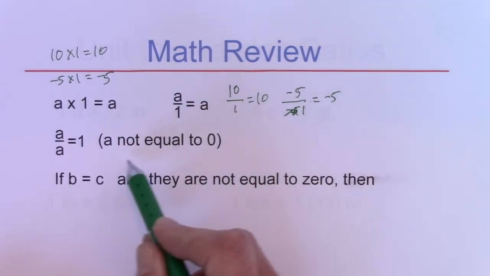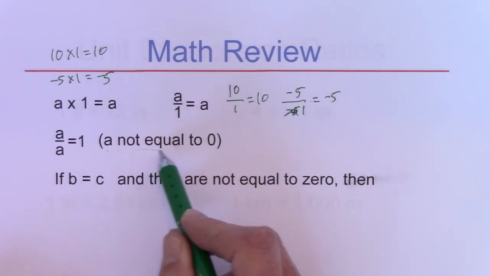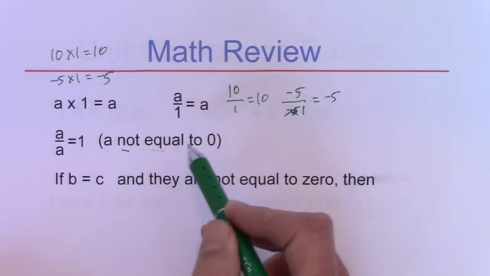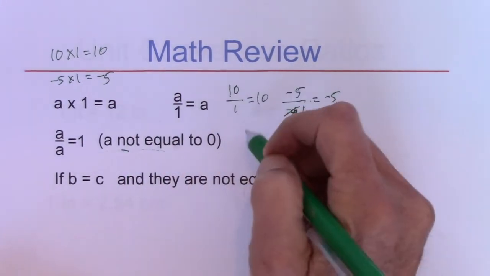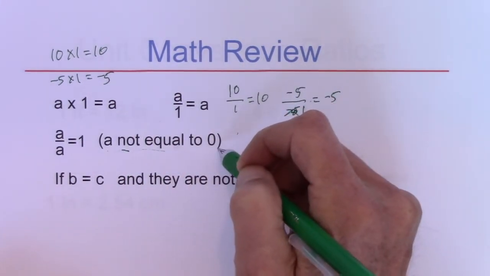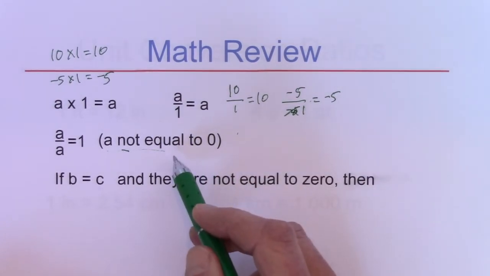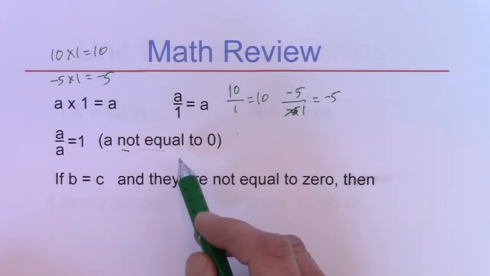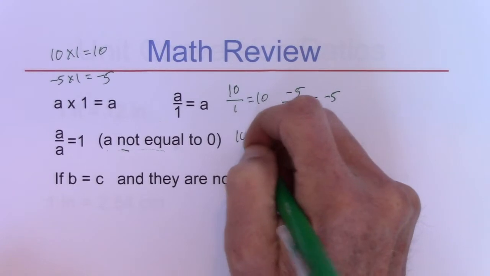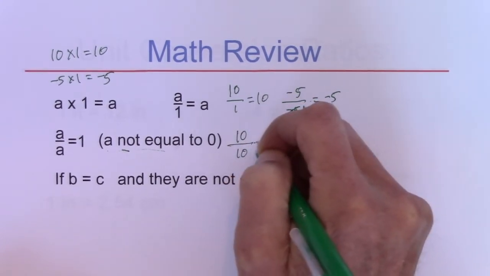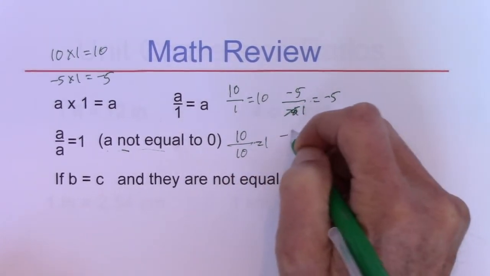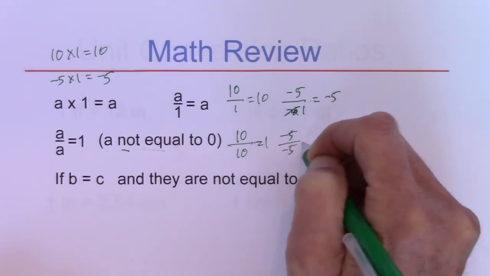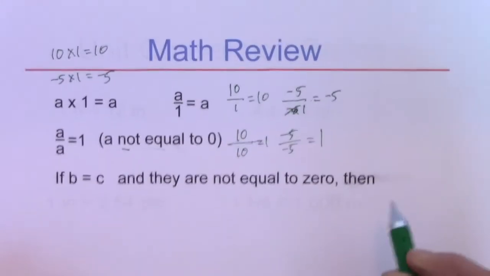The one exception to that is if the number is equal to 0. Mathematicians don't like dividing by 0. So we have to assume that a is not equal to 0. So 10 over 10 would be equal to 1. -5 over -5 is also equal to 1.